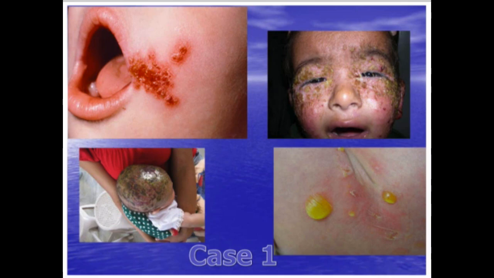There are two types of impetigo. There is your crusted impetigo and the bullous impetigo. The crusted form, that's the most common one, is secondary to group A streptococcal, whereas the bullous form is secondary to Staph aureus.